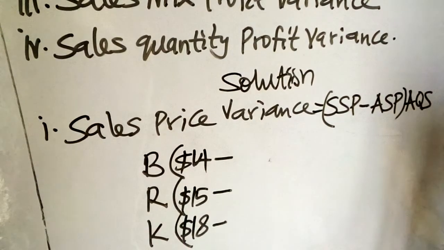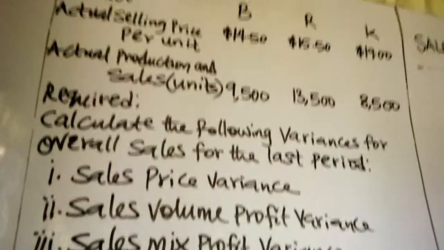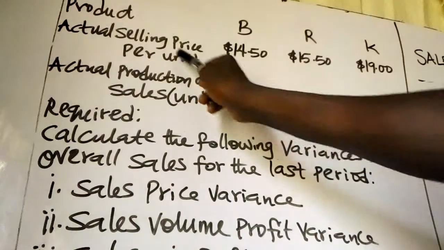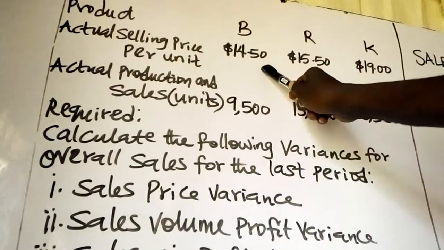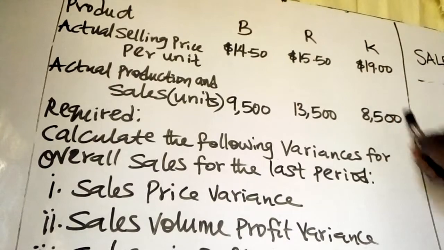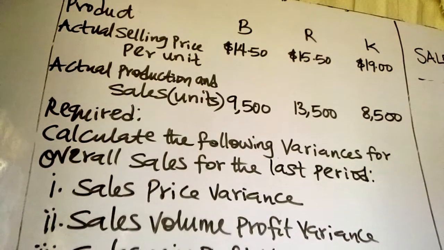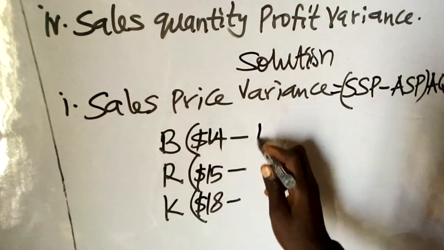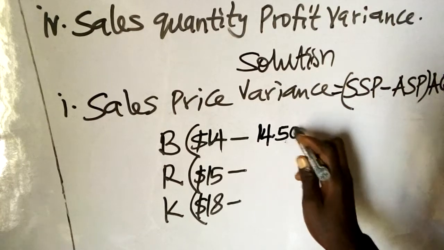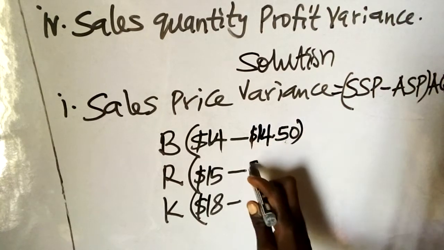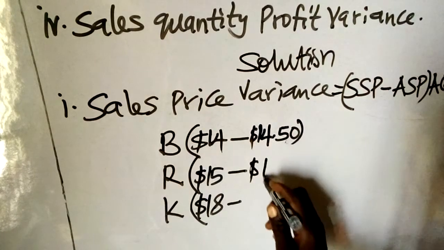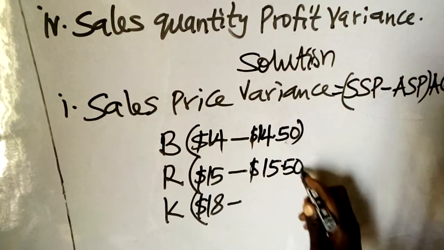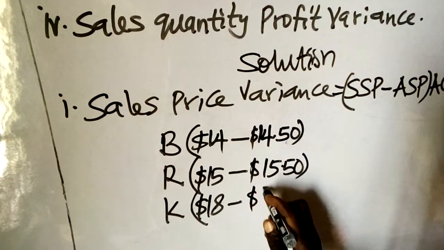Minus actual selling price. You go back to where you have information about actual selling price per unit. Actual selling price per unit is 14.5, 15.5, and 19.00. So for B, we have $14.5. Then we have $15.50 and $19.00.